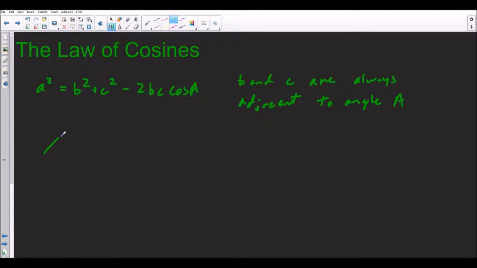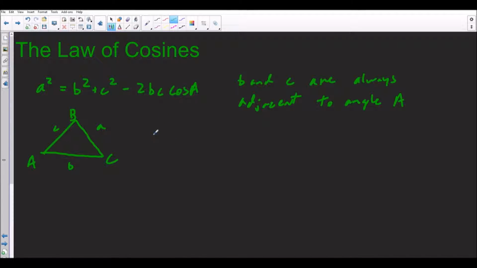So if you have a triangle, you have your angles A, B, and C, and then you have your sides, little a, little b, and little c, and you can see that you're just going to sub all these values into here. So let's do an example.